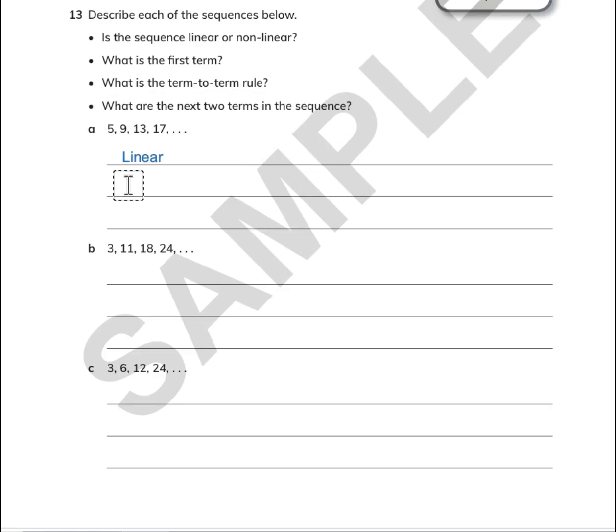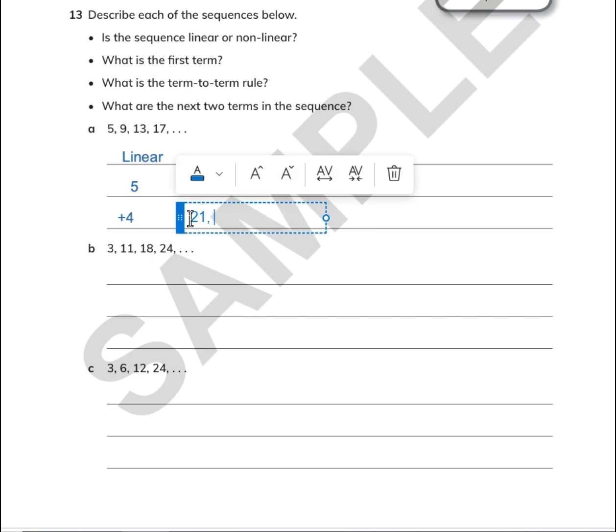What is the first term? The first term is 5. What is the term to term rule? The term to term rule is plus 4. What are the next two terms in the sequence? So the next two terms are 21 and then 25.